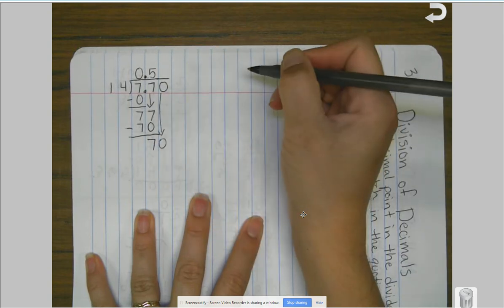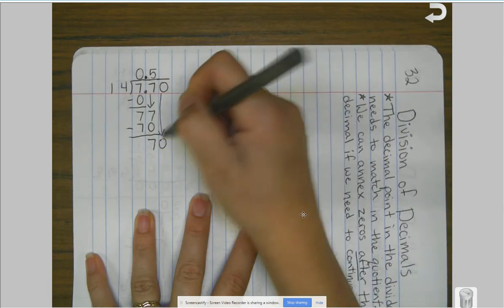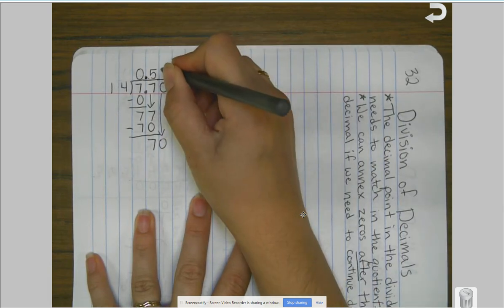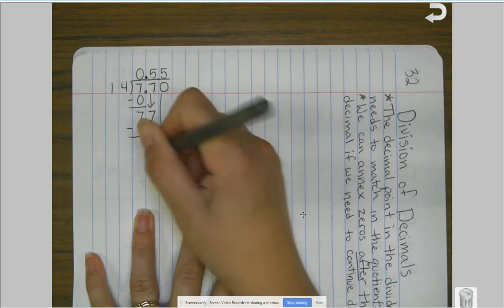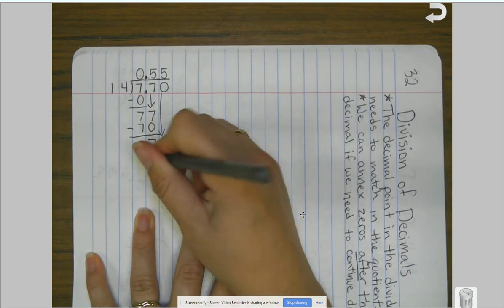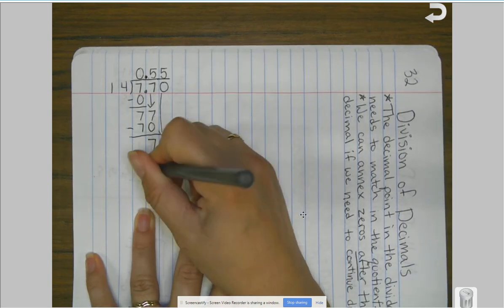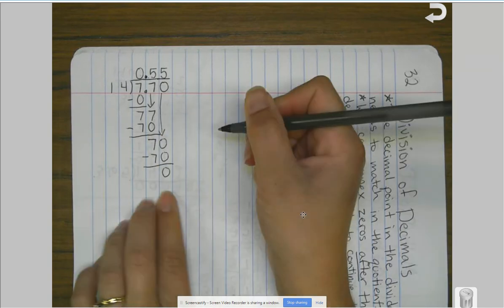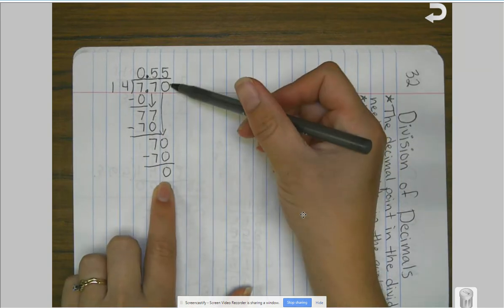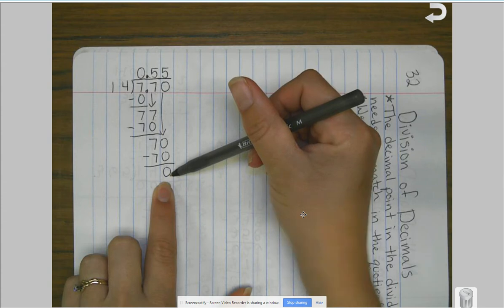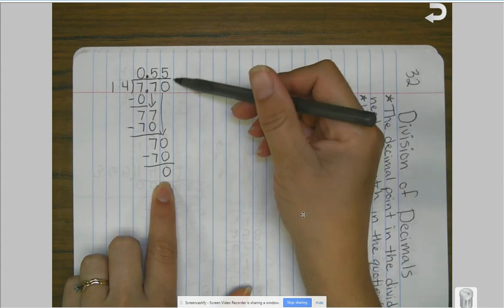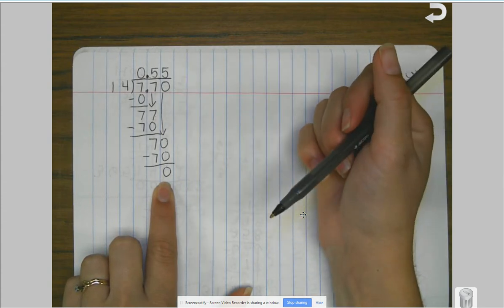And now we have 70 hundredths. How many times will 14 go into 70? Well, we've already done that. We know it's 5 times. So 5 times 14 is 70. So I'm going to minus 70 again. Now, see how I've ended with 0? That's when I know that I can be done. If I had another number, I'd annex another 0 and keep on going.